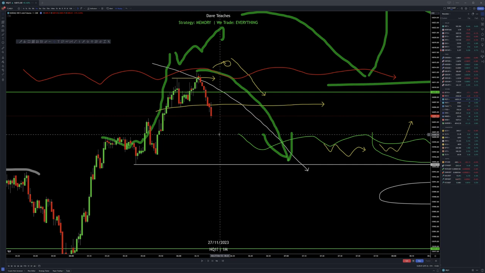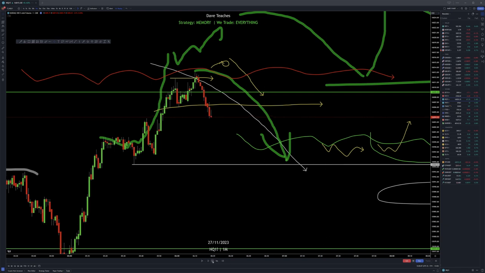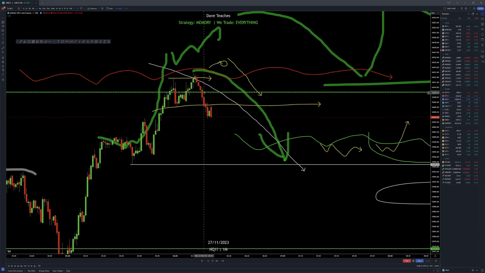But that's habits, right? So let's go forward. Somebody says short out of this zone. Okay.